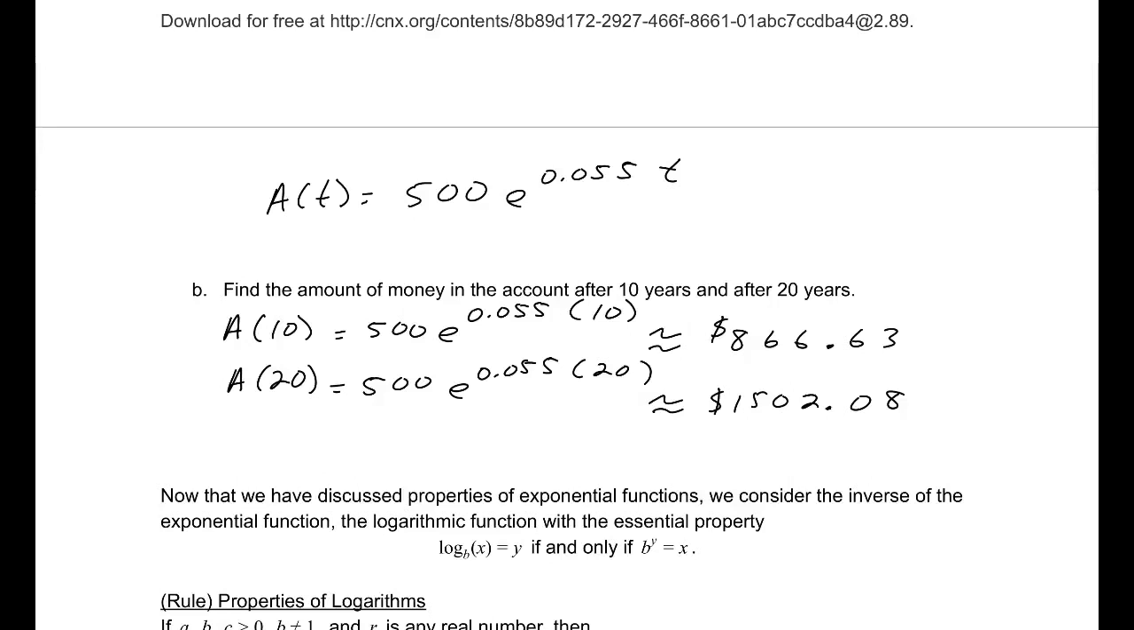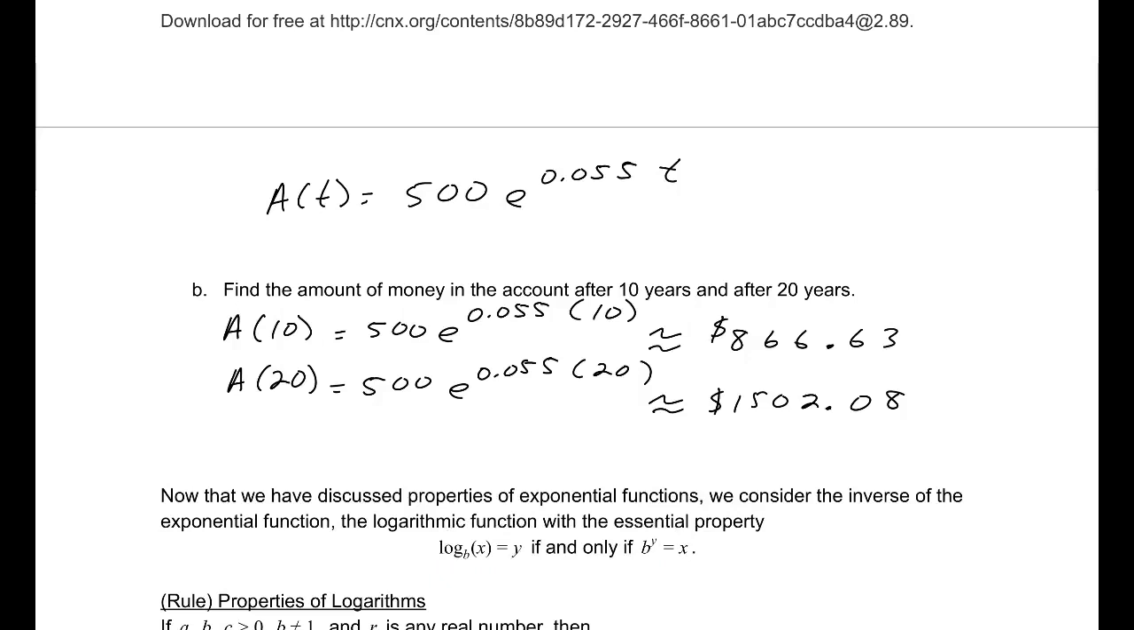Properties of exponential functions, we want to consider the inverse of the exponential function, which is the logarithmic function. It has an essential property: log base b of x equals y if and only if b to the y equals x. The first is called the logarithmic form. The second is the exponential form. We can use this to convert from one to the other.